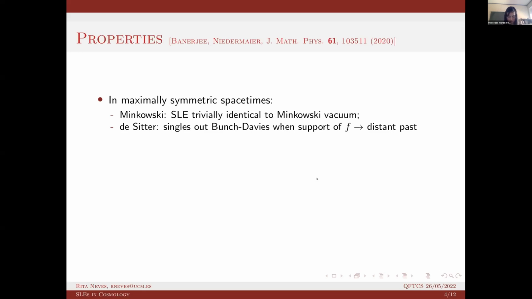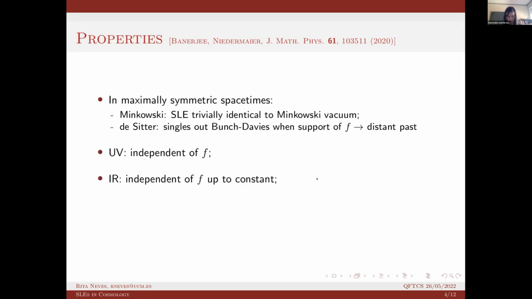In de Sitter, however, where the preferred vacuum is the Bunch-Davies vacuum, we find that the state of low energy selects the Bunch-Davies vacuum as long as the support of the test function is in the distant past, sufficiently far in the past. So this hints that the choice of test function can have an important role.